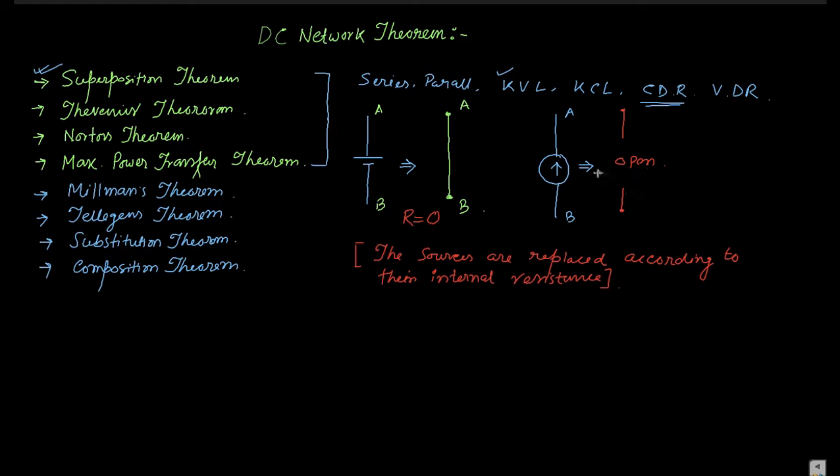So, as you see, the current source is replaced by an open circuit, which means that the resistance of the current source is infinite. That's why no current flows through it and it is open circuited. Now let's start with the superposition theorem.